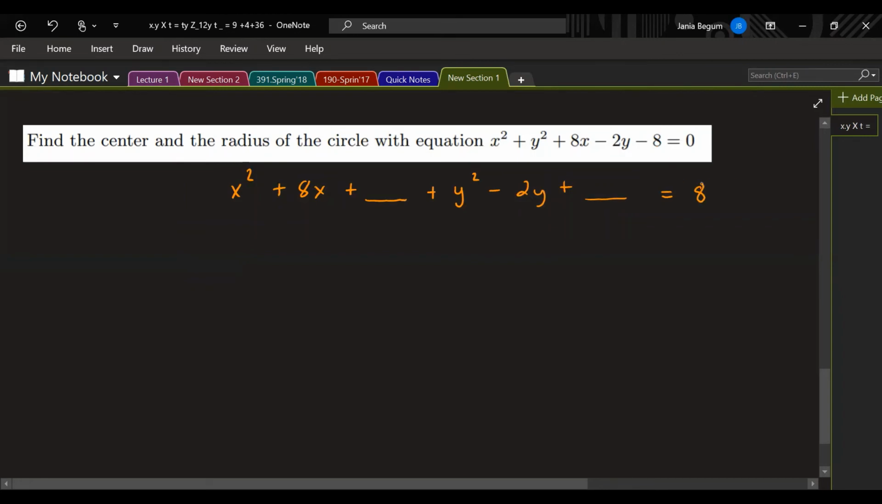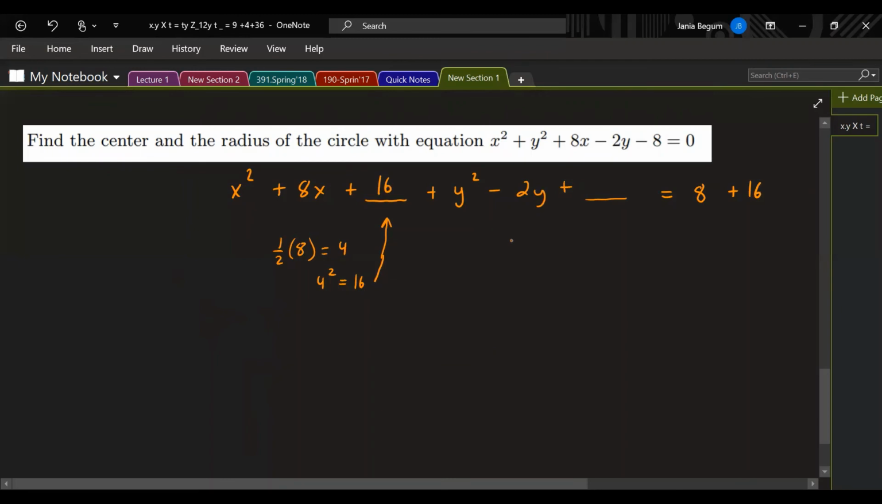Okay, now we're going to go ahead and complete the square. So we're looking at our linear term for the x variable. The coefficient of the linear term is 8. We take half of it, that gives us 4, and then we square it. That's 16, so that's what we add right here in this blank. And then we also have to add 16 to the right side to keep it balanced.